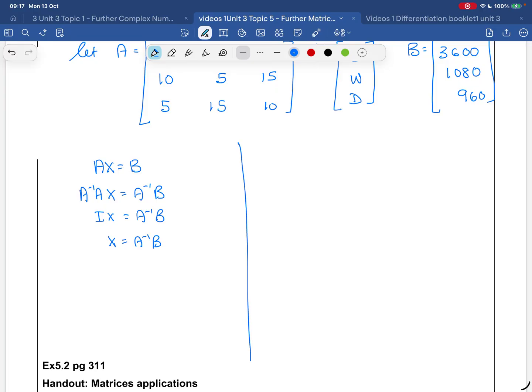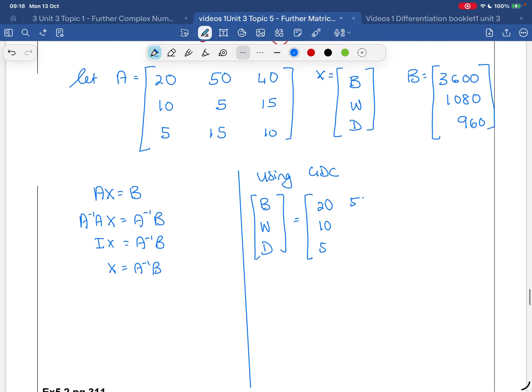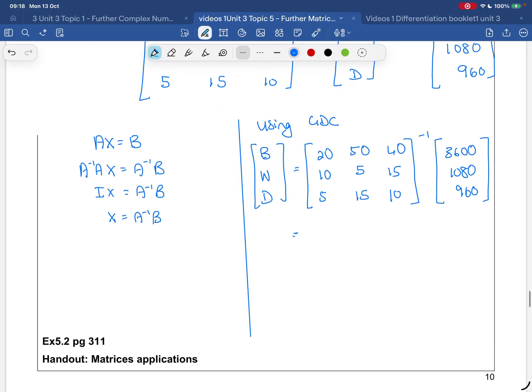And then we're going to say, using our graphics calculator, B, W, D is equal to the matrix 20, 10, 5, 50, 5, 15, 40, 15, 10, to the negative 1, times 3,600, and that is equal to 24, 24, 48. So B is 24, W is 24, and D is 48.